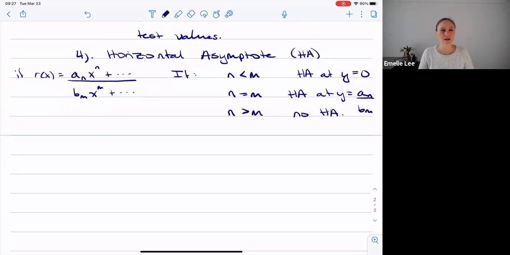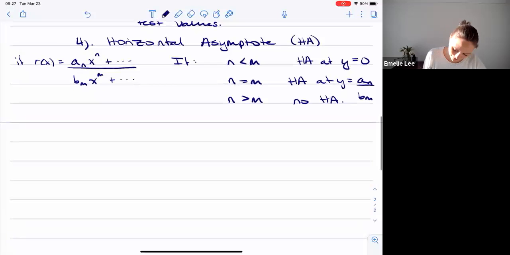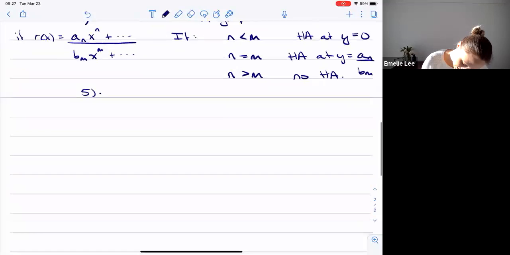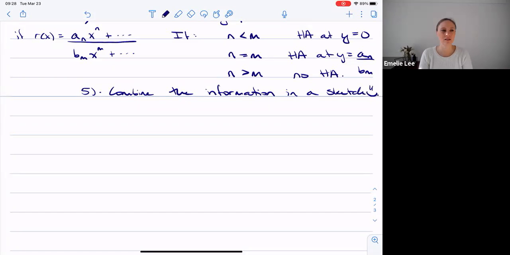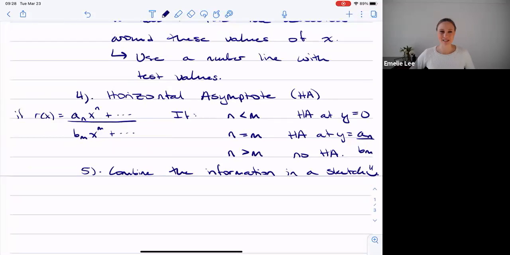And then our final step, step 5 here. We didn't really do any exercises with finding the horizontal asymptotes, but I think what you'll find once we do a couple of examples is it's really quite a lot simpler than the vertical asymptotes. To me, finding the vertical asymptotes and their behaviors is probably the hardest part. So then, combine the information in a sketch.